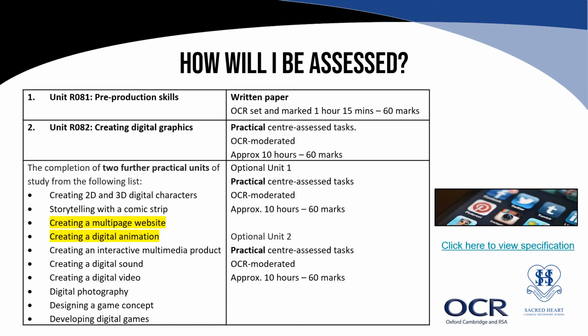Okay, so let's look at the course breakdown. The course has 4 units. The first unit, pre-production skills, is assessed by a written exam paper. That looks at things like developing a design brief, storyboards, identifying who is your target audience, what colours are you going to use for that target audience, what navigation system are you going to use, and can you make that product accessible for your target audience.